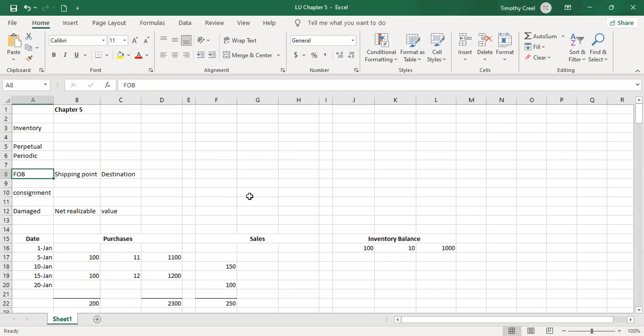Now, FOB stands for free on board. And basically, whatever comes after FOB is when title is transferred in the case of a sale. So if you have FOB shipping point, then title would be transferred once UPS or Federal Express picks it up from the seller's location. So during shipment, the buyer would own the inventory. Now, if it says FOB destination, then basically the seller would own the inventory during shipment, and title would not transfer until it reaches the buyer's business or destination.